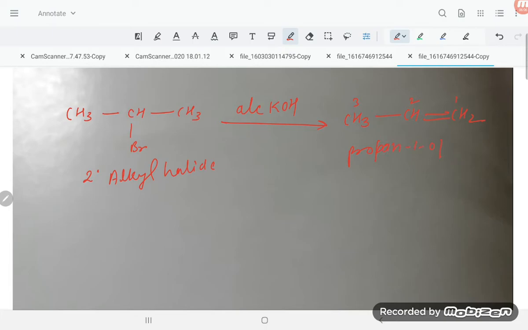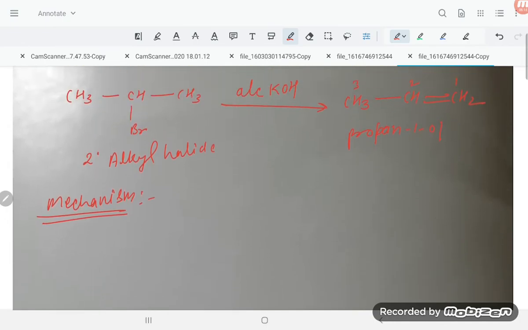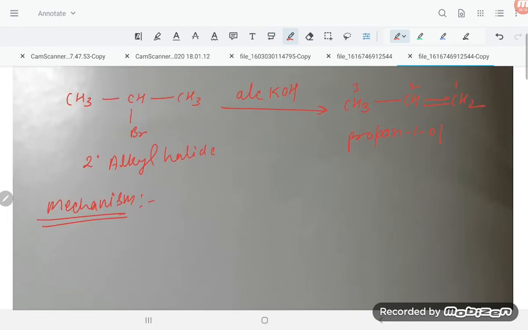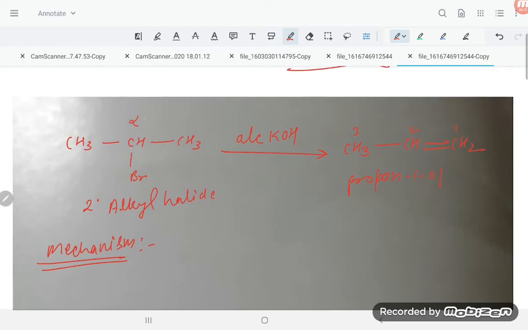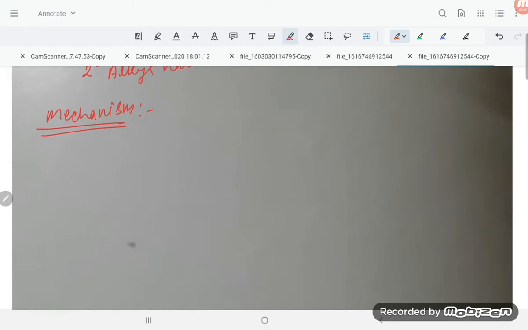Now let us try to have the mechanism, student. If you are trying to understand the mechanism, the same way it is going to attack. Now this is the alpha carbon with alpha hydrogen, and this is a beta carbon, this is also a beta carbon. So it can attack at any place. Let us have a look over the mechanism.